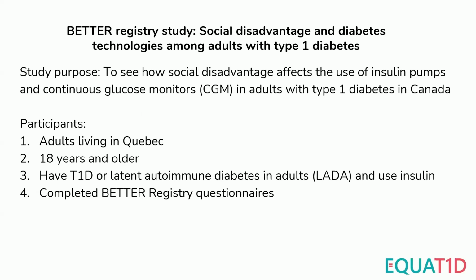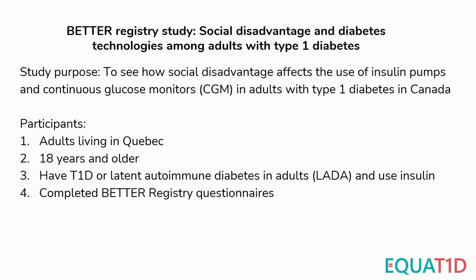So I'll speak in some detail about the study we undertook to quantify disparities in technology use among participants of the BETTER Registry. Our purpose was to see how social disadvantage affects the use of insulin pumps and continuous glucose monitors, or CGM, in adults with type 1 diabetes. It says in Canada here, but I should actually qualify that our study was restricted to those living in Quebec. So it's really a study for those participants based in Quebec. That's because at the time we did the analysis, the vast majority of BETTER Registry participants were in Quebec, and so we had very small numbers of people living outside of Quebec. Since then, the registry has been expanding beyond Quebec.